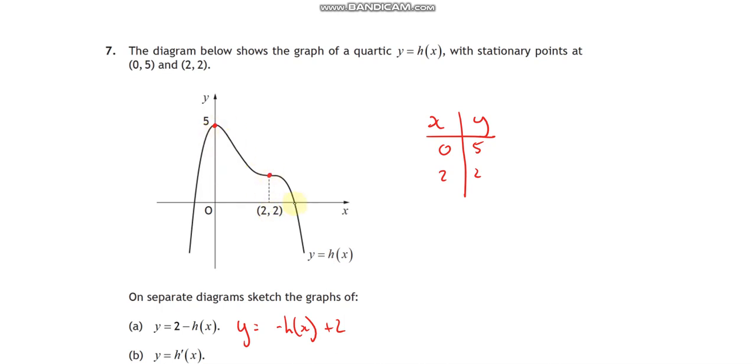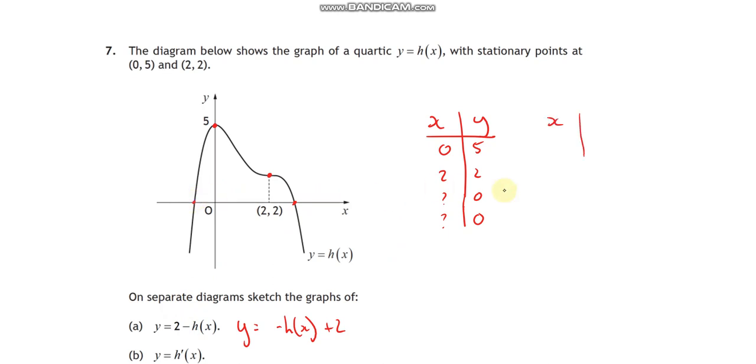(2, 2), and then I've got these 2 points here. We don't know what the x is on them, but we know the y is 0. So I don't know the x, but I know the y is 0. It's worth just pointing out because when we reflect it, we're still going to go through those points, aren't we?